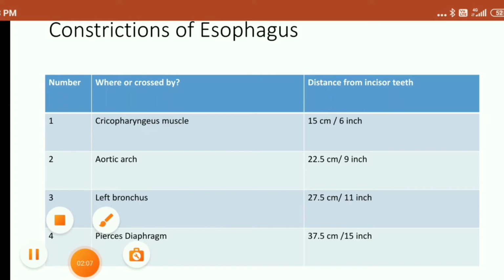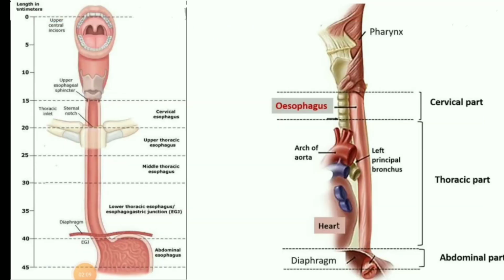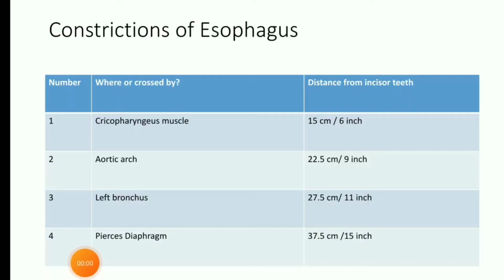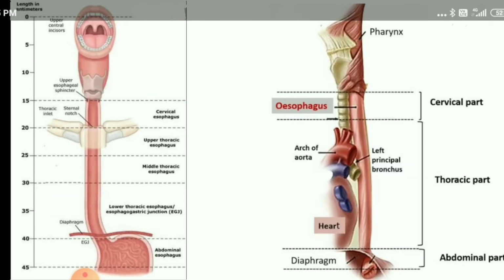But before going to the theory part, let us have a look at some diagrams. This diagram clearly shows the distance from the incisor teeth. Okay, now we are going to make the constrictions. Now in the third column we have the distance of the constrictions from the incisor teeth in inches and in centimeters. So before going to the theory part, I just want to have a quick look at these two diagrams.